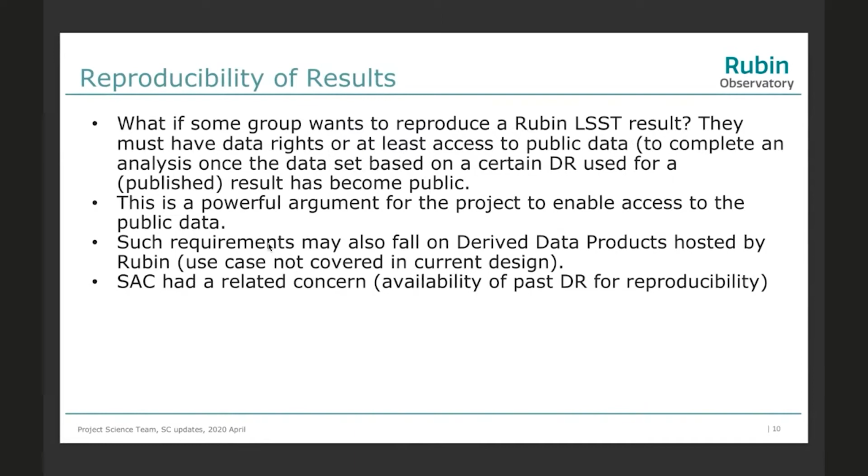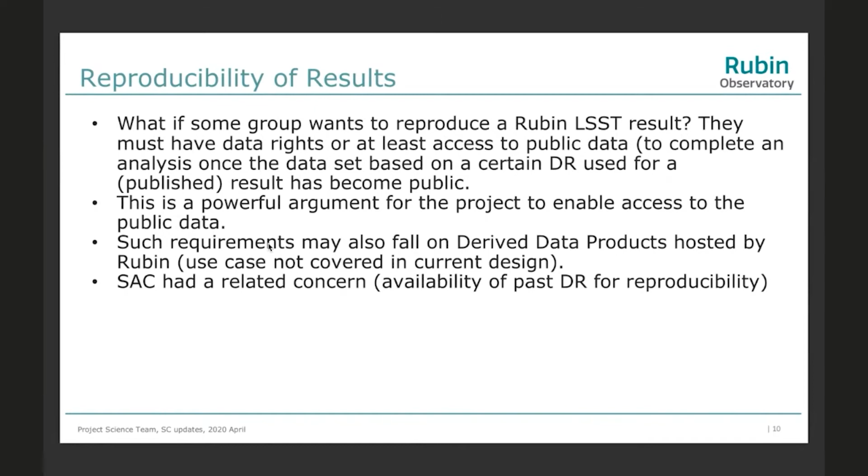Requirements may also fall on derived data products if they're hosted by Rubin. And that's a use case that we haven't yet covered, but we'll need to consider going forward. Because there could be derived data products that are generally shareable. How do you make them shareable if I just said that the data facility is really for data rights holders? So that's something we have to figure out.